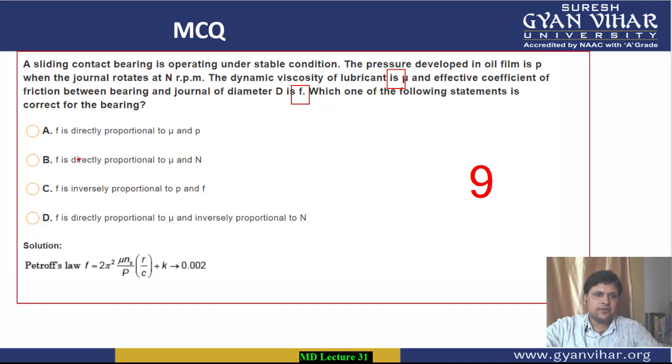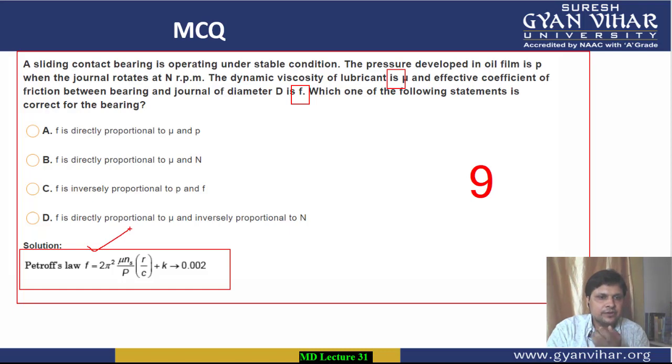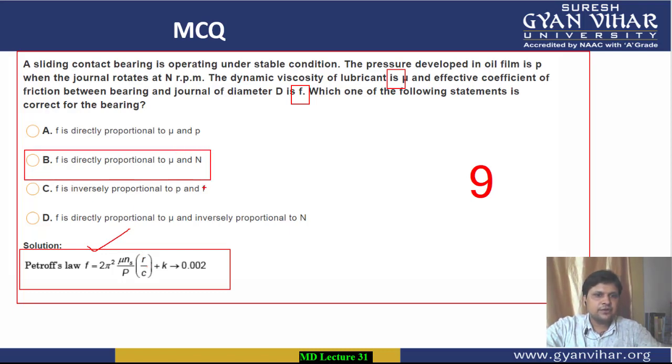See, F is directly proportional to mu and P. All things are related with the coefficient of friction, and we know by Petroff's law, the coefficient of friction is given by this particular formula. In this formula, you can see that F is directly proportional to mu, n and R. In the options, the second is the only one giving you the correct statement. F is directly proportional to mu and n. So B is the correct answer.